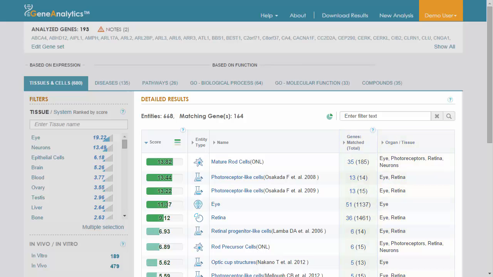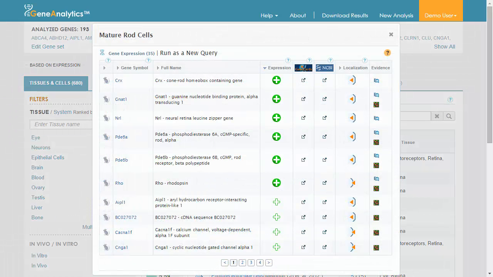Here we can clearly see that mature rod cells in the eye is the highest matched entity. These cells are photoreceptors, light sensory neurons that contain the visual pigment rhodopsin. Rod cells are indeed the primary cells affected by retinitis pigmentosa, and therefore express many genes that match the analyzed gene set. Clicking on the number on the right opens the list of matched genes that are expressed in the rod cells. These genes are interesting for further evaluation of their functionality and as potential drug targets for retinitis pigmentosa.